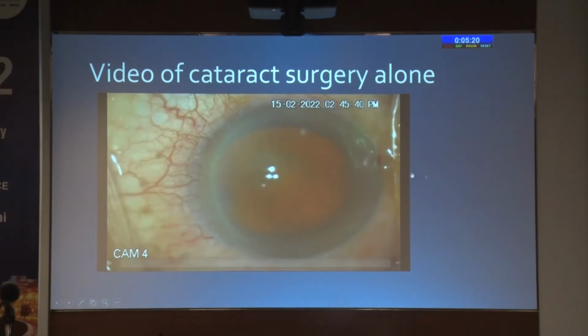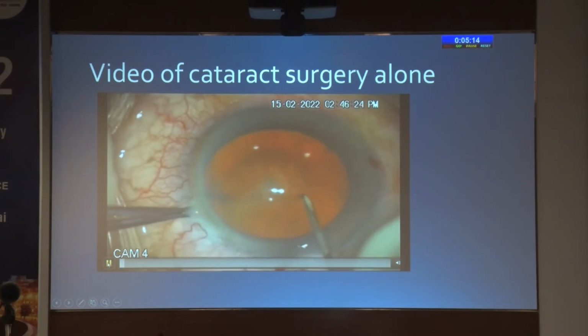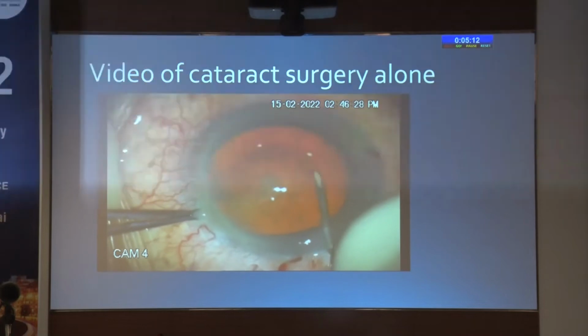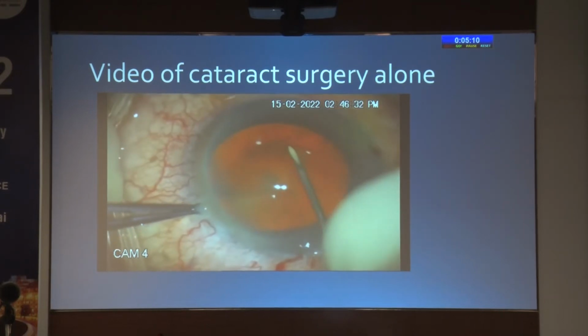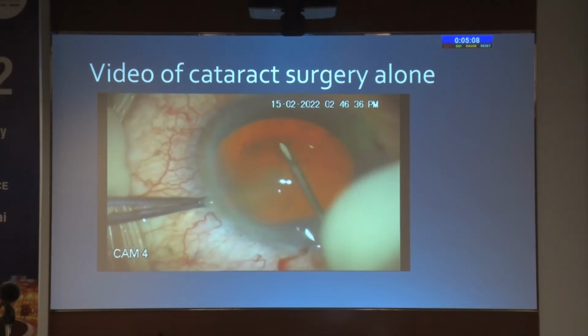Now, this is a video of a patient with early cataract and endothelial cell loss with Fuchs corneal endothelial dystrophy. In this patient, only cataract surgery was done.